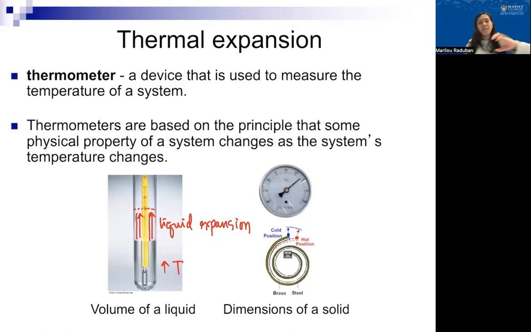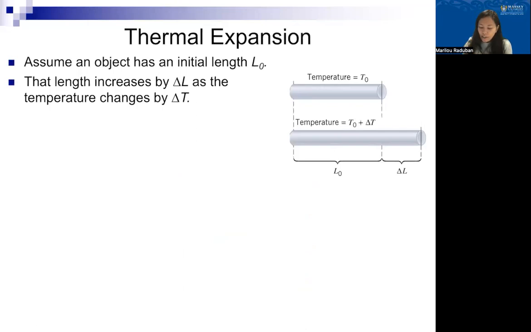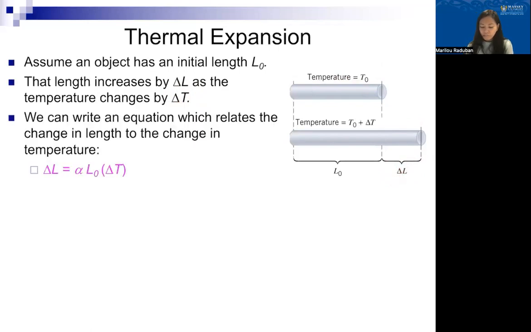So we've seen that when the temperature increases, the length or the volume of the material will increase. So if we assume that an object has an initial length L0 at an initial temperature T0, when the temperature increases, say by delta T, the change in temperature, the object will expand and the length will therefore change. Let's quantify the change in length as delta L.